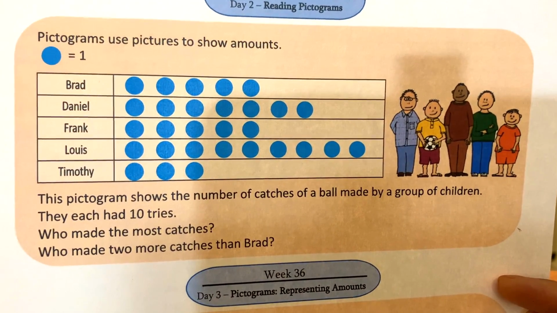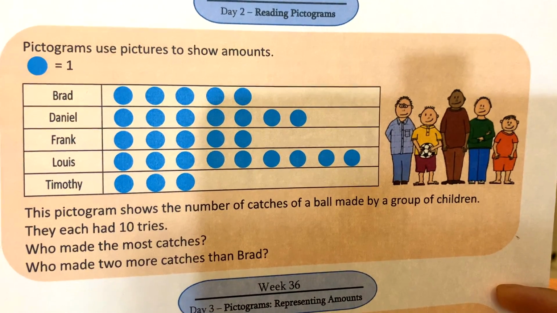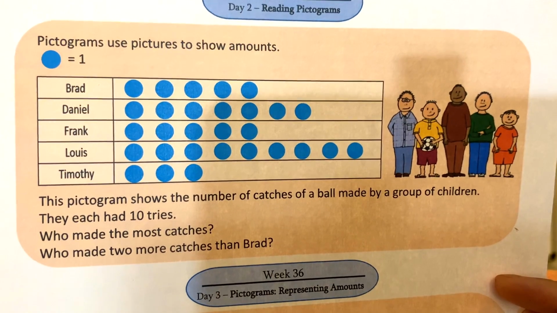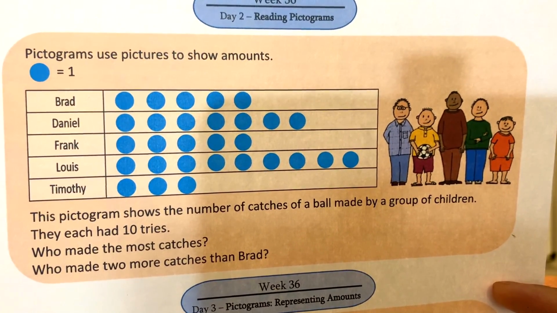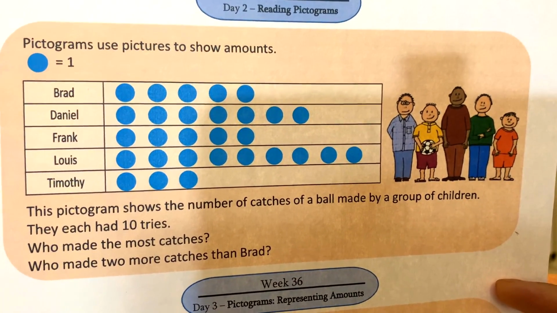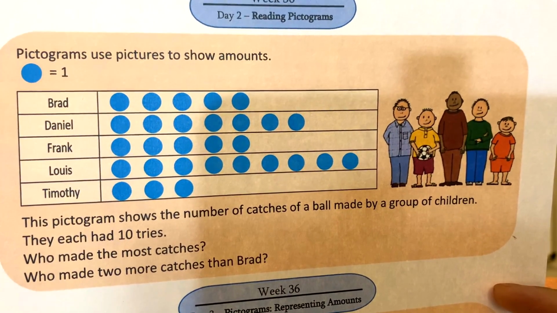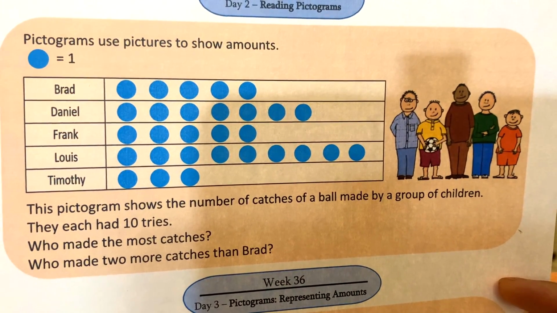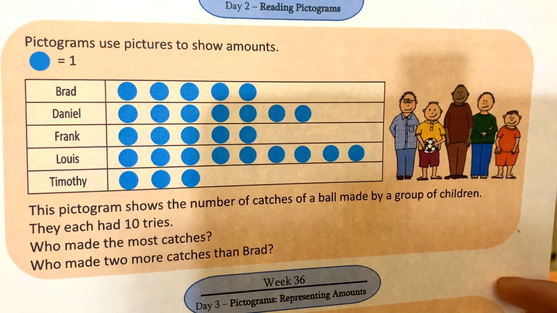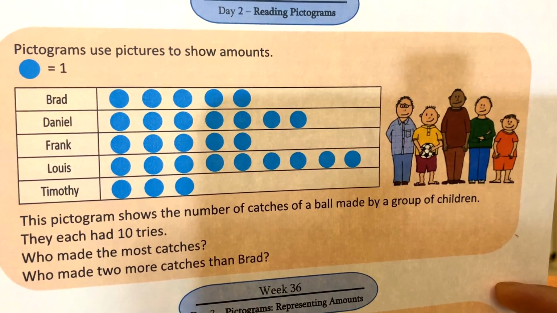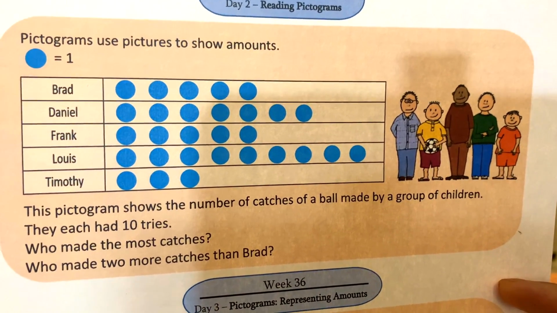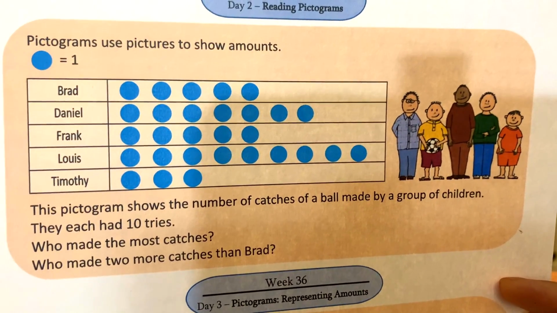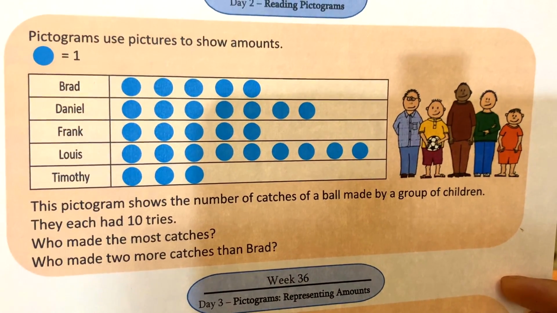Well, before we answer that question, let's go and look at the pictogram. It looks like Brad, the very first person on the chart, made 5 catches. It looks like Daniel made 7 catches. Frank made 5 catches, just like Brad. And Louise made 9 catches. Timothy only made 3. So who made the most catches? Louise. Louise made the most catches.